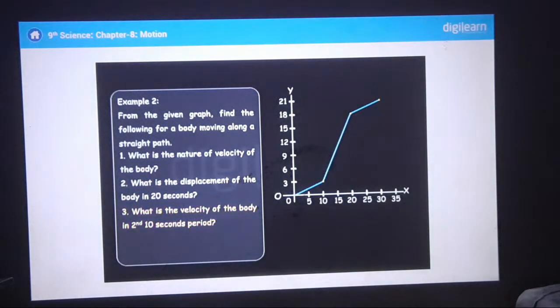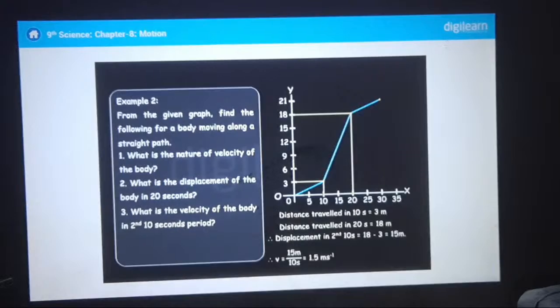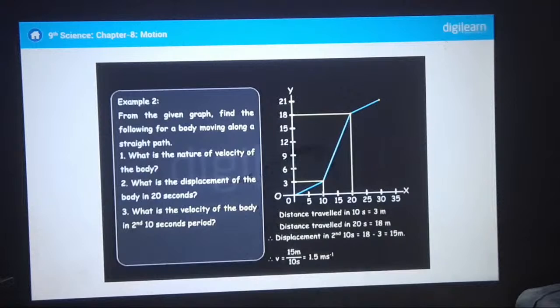Third, what is the velocity of the body in the second 10 seconds period? Displacement of the body in 10 seconds is equal to 3 meters. Displacement of the body in 20 seconds is equal to 18 meters. Displacement in the second 10 seconds is equal to 18 minus 3, that equals 15 meters. Therefore, velocity is equal to 15 meters divided by 10 seconds. That equals 1.5 meters per second.